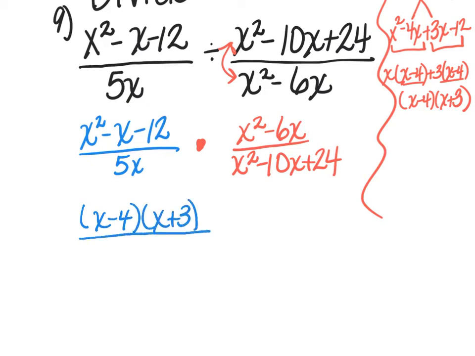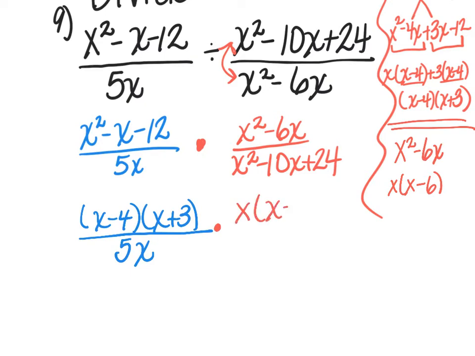Well, 5x can't be factored anymore. You can remember that 5x really means 5 times x. It's not a unit, it's a monomial. Now I'm going to look at the second fraction. The numerator is x squared minus 6x. Well, with 2-term polynomials, it's either GCF or it is difference of squares. Obviously it's not difference of squares, so it must be a GCF. So I'm going to pull out an x, and that leaves me with x minus 6. So that is my numerator, x times x minus 6.